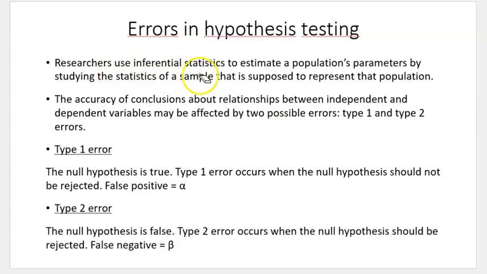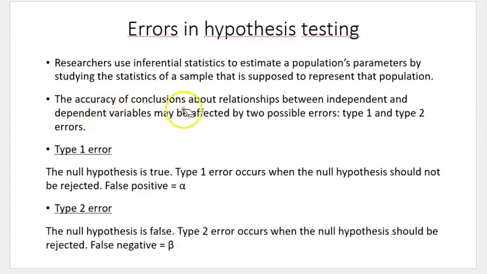So researchers use inferential statistics. That means correlation, regression, ANOVA test, etc., which we will perform with SPSS. We call these inferential statistics to estimate the population's parameters by studying the statistics of a sample that is supposed to represent that population. You know that we cannot test the whole population. That is almost impossible. So we take the sample and then see the possibility to estimate the effect in reality within the population. So this is the quantitative research method.